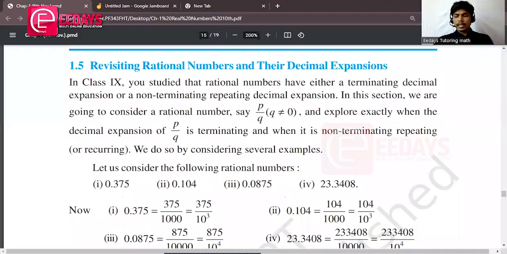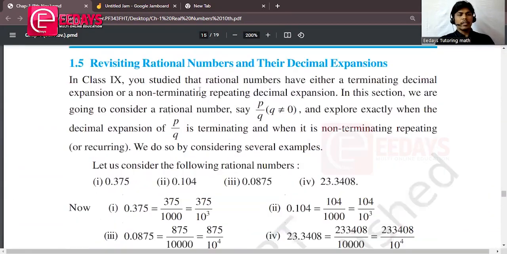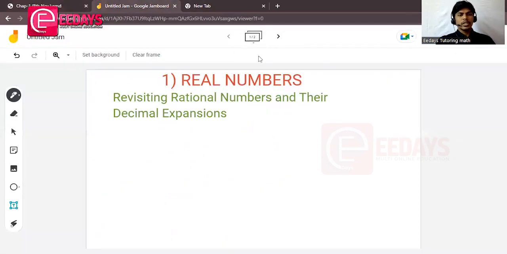The next concept would be, let's get started. Previously, in the last session, we discussed revisiting irrational numbers, and we completed Exercise 1.3. Now our next topic would be revisiting rational numbers and their decimal expansion. Welcome back everyone. So, revisiting rational numbers and their decimal expansion.